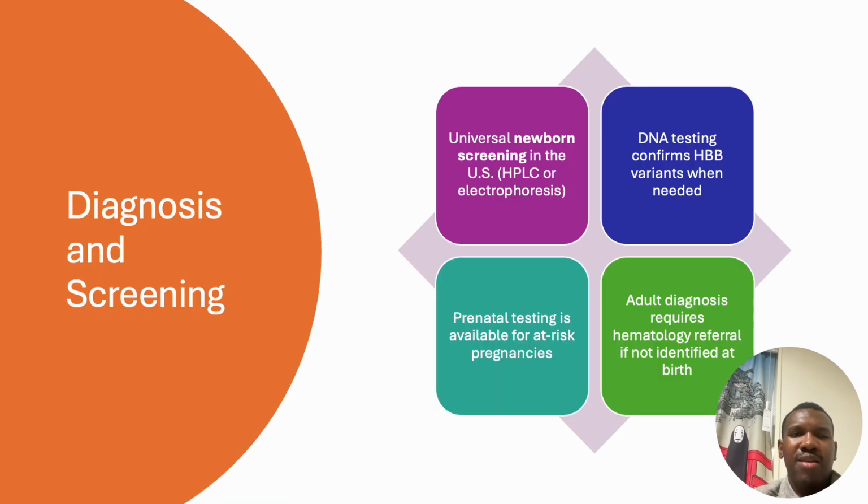In the United States, every newborn is screened for sickle cell disease, and that allows us to catch the cases early. Confirmation testing is done with hemoglobin electrophoresis or high-performance liquid chromatography, and sometimes DNA testing if the case is unclear. For families who are at risk, prenatal testing is available, and for adults who weren't screened at birth, we rely on clinical suspicion and follow-up testing if the symptoms or history suggest sickle cell disease.